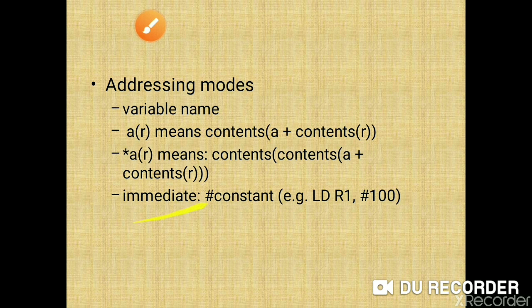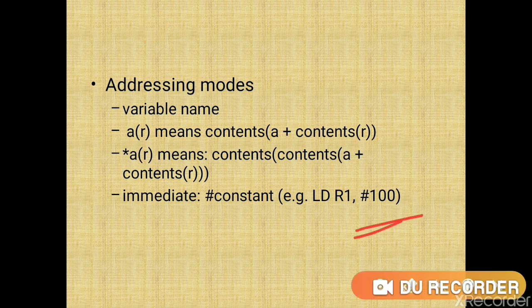Another addressing mode is the immediate addressing mode. In that, we directly add some particular constant value. Like here you can see load R1 comma hash 100. That means some particular constant value is added to that register value to find the effective address. That is the normal addressing mode operations.